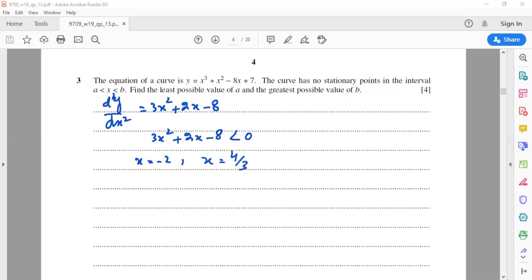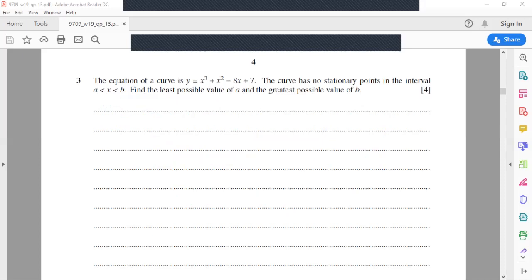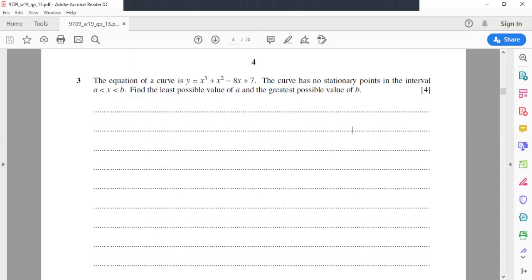Now since this is negative, the curve is going to be like this here, and it's minus 2 and 4 over 3. So that means, sorry, somewhere the line is here straight, and if you see, this is minus 2, this is 4 over 3. So the answer lies between these two places. So minus 2 less than x less than 4 over 3. So according to this, the value of a is minus 2 and the value of b is going to be 4 over 3.